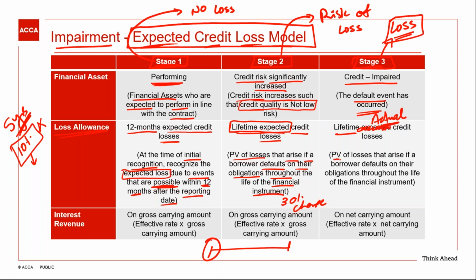So we are going to calculate the present value of the losses that arose when the borrower defaults on their obligation. So the difference between stage 2 and stage 3 is in stage 2 we are expecting a loss, in stage 3 we have a loss. In both the cases we calculate the present value of the losses, but in stage 2 we calculate the present value of the expected losses. In stage 3 we calculate the present value of the actual losses.